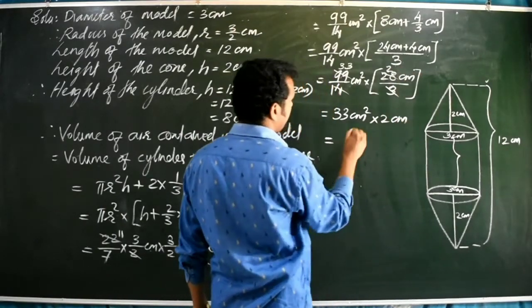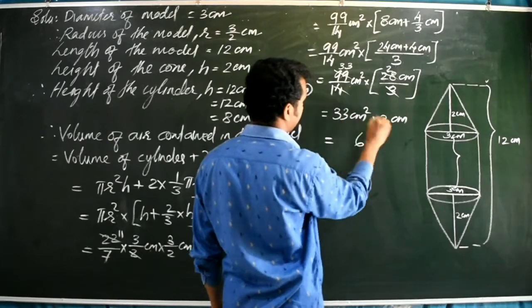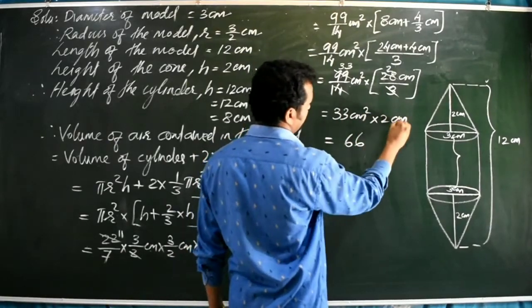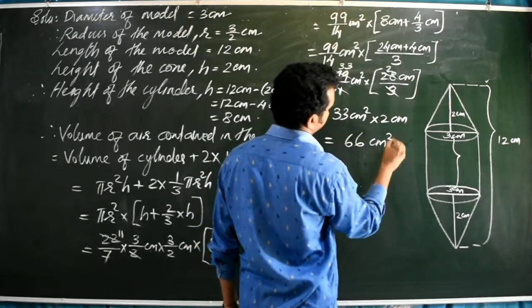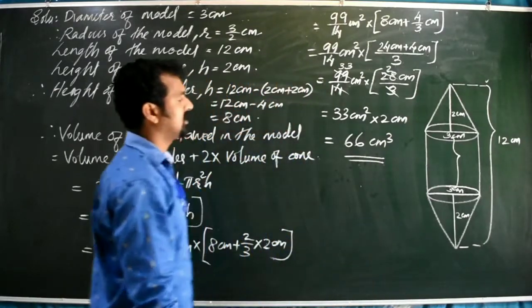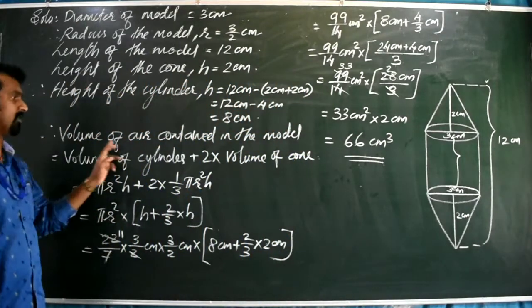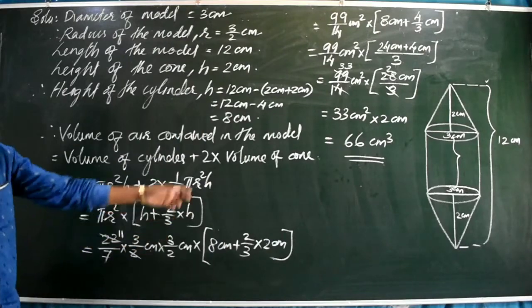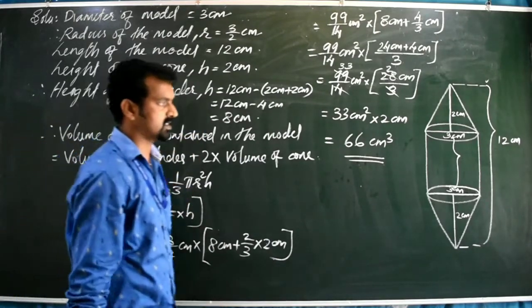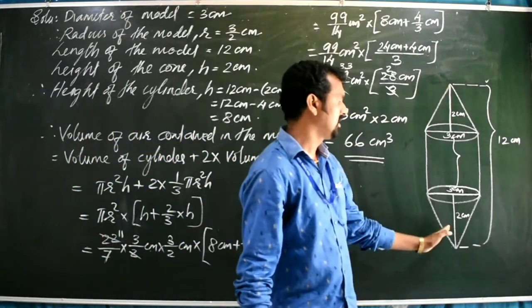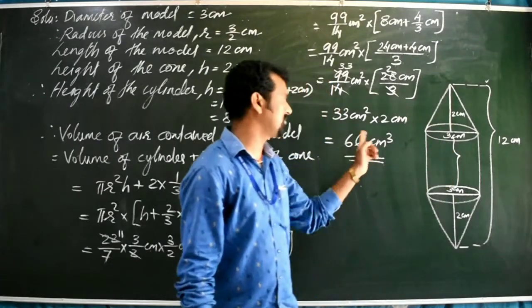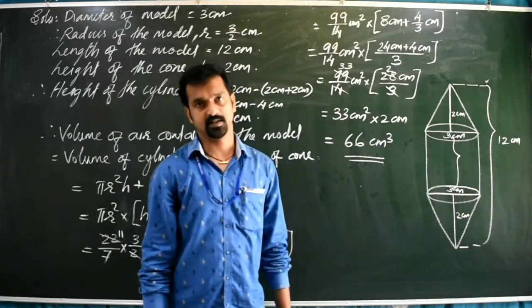That is equal to 3 twos are 6, 3 twos are 6 centimeter square into centimeter, that is centimeter cube. So how much air is there? Volume of air contained in the model is equal to how much centimeter cube? 66 centimeter cube. So inside this model 66 centimeter cube air is there. So that is the answer.